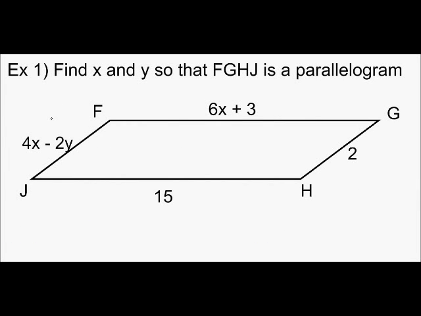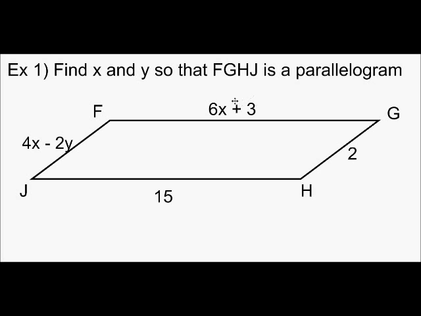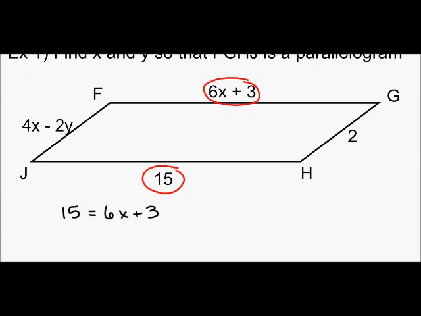Okay, example 1. Find x and y so that FGHJ is a parallelogram. Well, I'm looking at some sides, so I think I'm going to use this second one, if both pairs of opposite sides are congruent, because that's going to be the easiest thing to do here. So I want to show that 15 is equal to 6x plus 3. This equation, when it is true, will make these sides congruent.